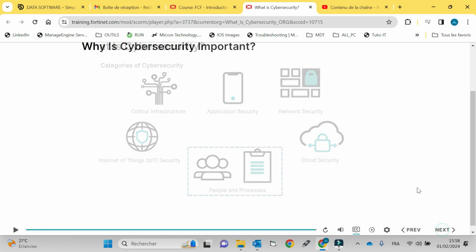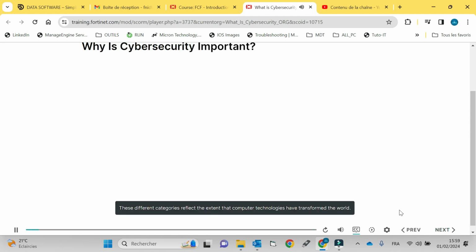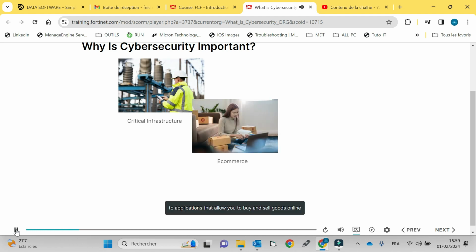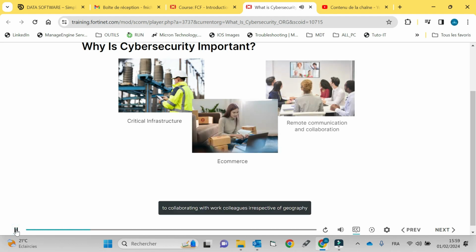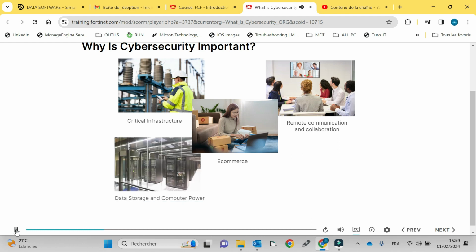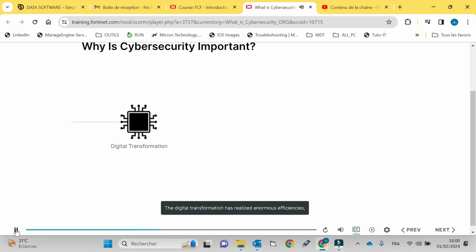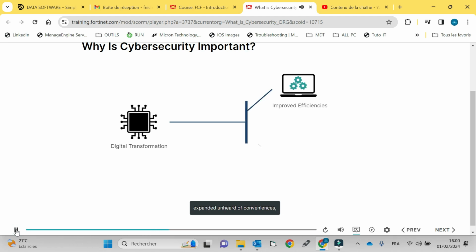Click Next to continue. These different categories reflect the extent that computer technologies have transformed the world. From online management of gas pipelines or electrical grids, to applications that allow you to buy and sell goods online, to collaborating with work colleagues irrespective of geography, to renting data storage in the cloud, to tracking printer toner and maintenance. All of these technologies have transformed how people live and how they do business. Digital transformation has realized enormous efficiencies, expanded unheard-of conveniences, supplied omnipresent access to information, and exponentially increased productivity, which has grown wealth and improved the quality of life.